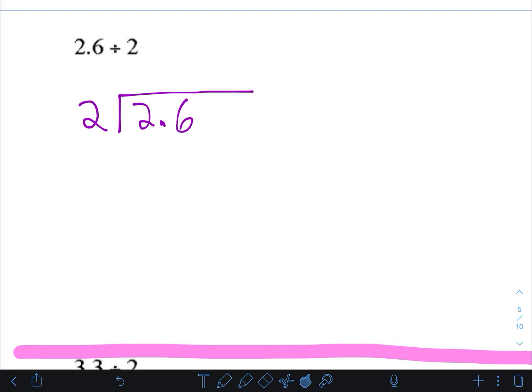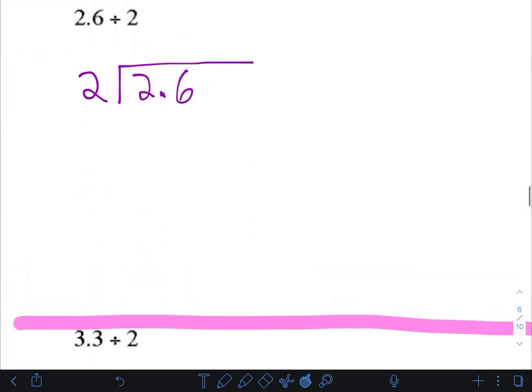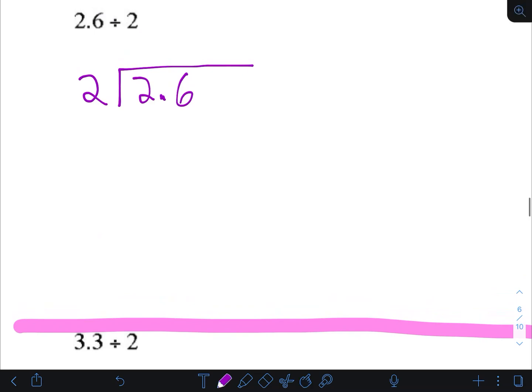So this is really the exact same as these problems, except for these problems, you added a decimal point. But with this, you already have the decimal point. So, does 2 go into 2? Well, it does once. 1 times 2 is 2. 2 minus 2 is 0. We have a 0, but we still have more numbers.